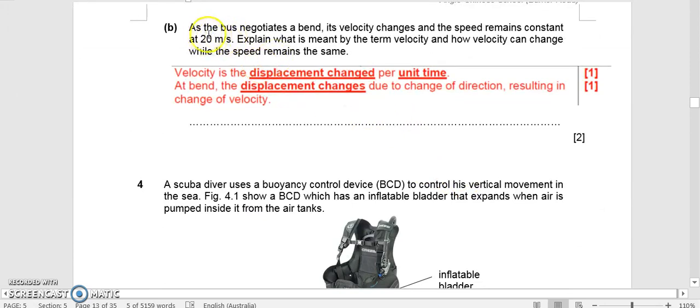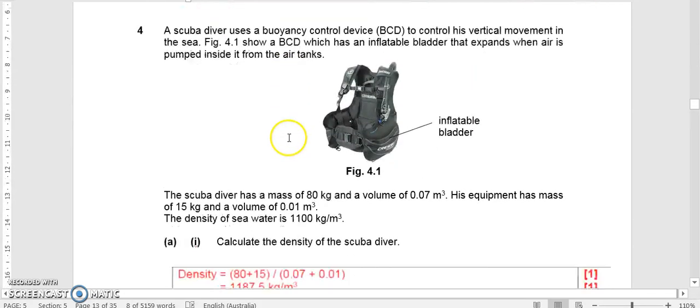Okay, the last part, a bus negotiates a bend. There are 2 parts to the question here. You can see they ask you first, explain what is meant by the term velocity. Some of you actually mentioned distance. Okay, the key word is you got to say displacement changed per unit time. After that, you can explain why velocity can change while speed remains the same, because displacement changes, resulting in a change in velocity.